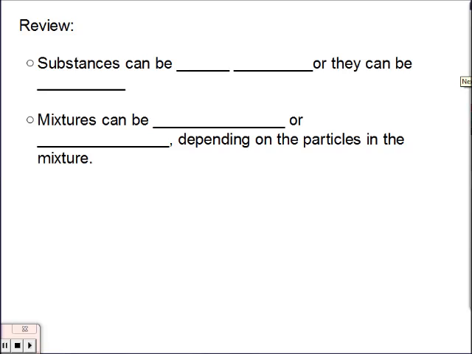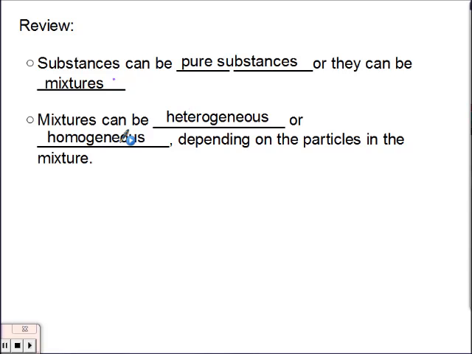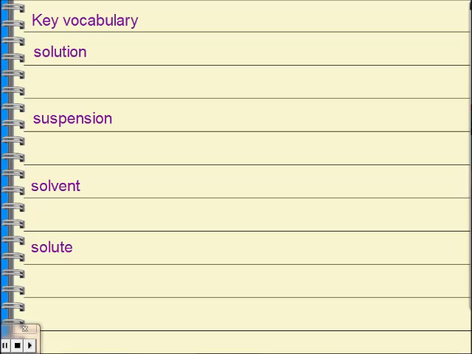Substances can be either pure substances or they can be mixtures, if you remember that from earlier in the year. Mixtures can be either heterogeneous or homogeneous depending on the particles. So hopefully you remember what those terms are.